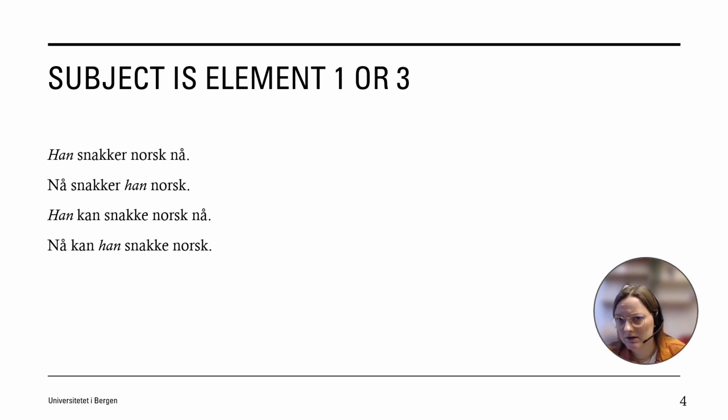The subject splits the verbs when there are 2 verbs, and the subject isn't at the beginning. Like in the last example, nå kan han snakke norsk. The subject is still in the third element, and it splits the verbs kan and snakke. The subject is element 1 or 3.